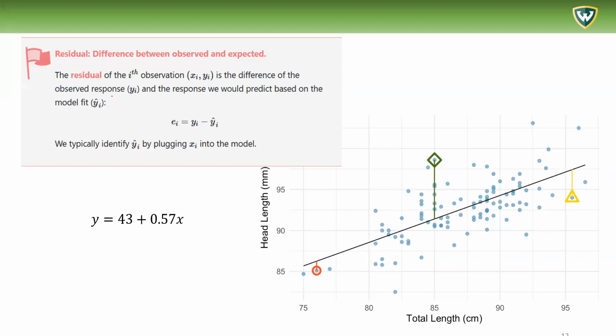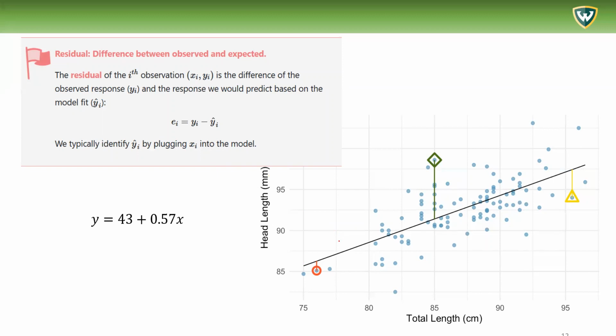It is the difference of the observed response and the response we would predict based on the model fit. So the actual y value versus the estimated y value. And the residual is the difference between those two, the estimated from the actual. We typically identify y hat i by plugging x i into the model, right? So let's do it over here. Let's see how it works.